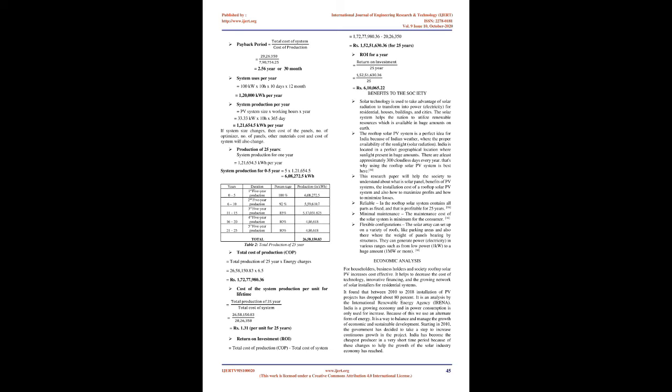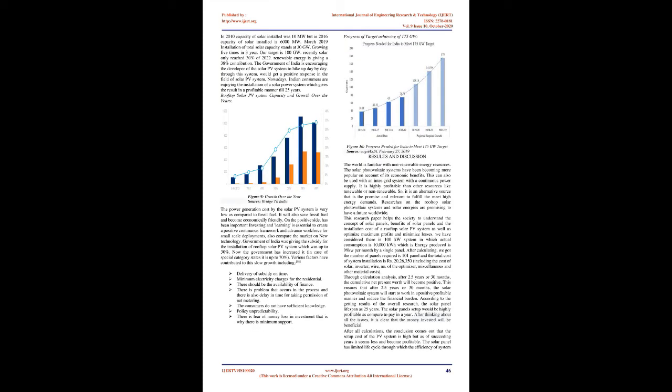Flexible configurations. The solar array can be set up on a variety of roofs, like parking areas, and also places where the weight of panels is borne by structures. They can generate power, electricity, in various ranges, from low power, 1 kilowatt, to a huge amount, 1 MW or more. Economic analysis.